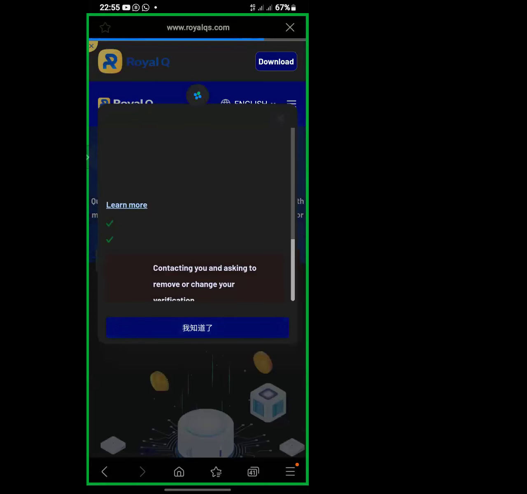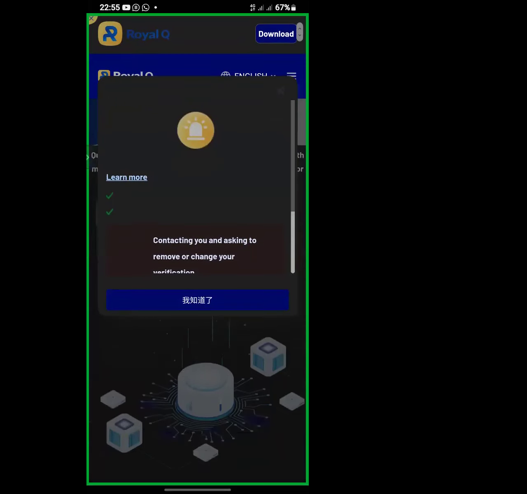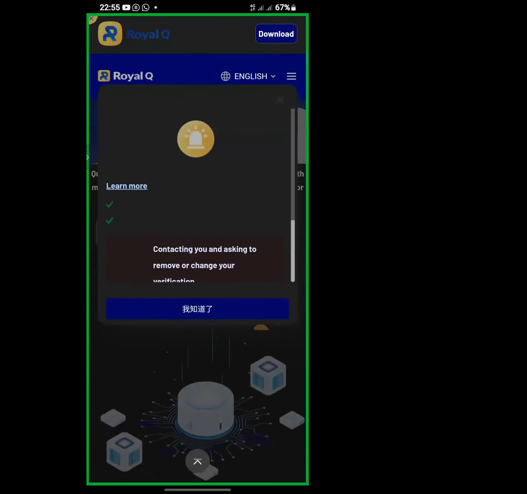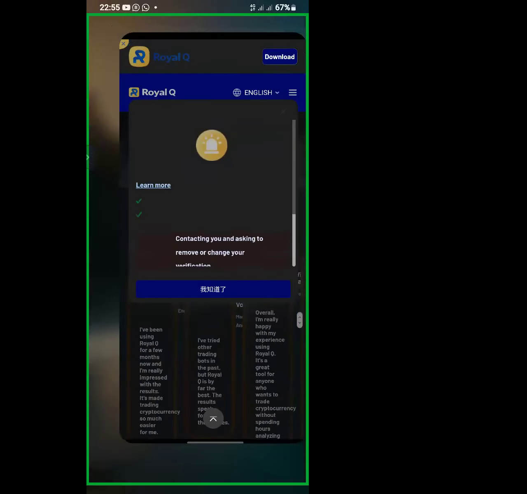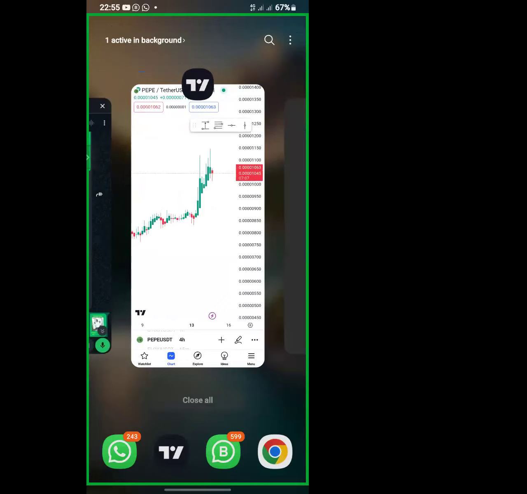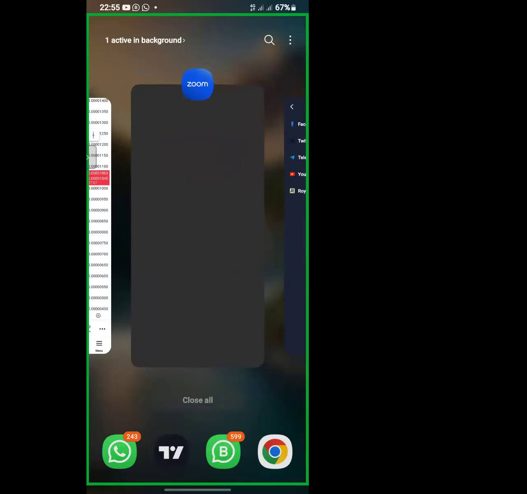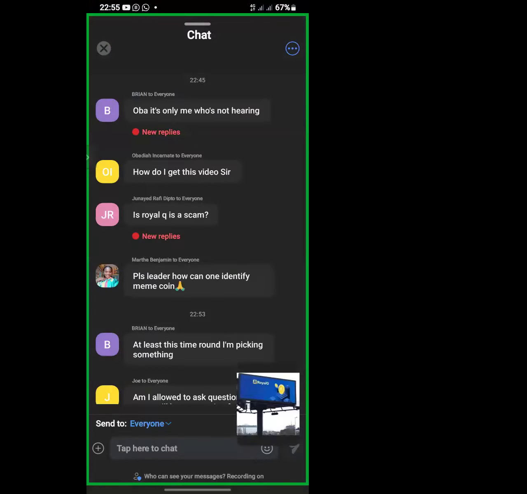Is that not responding? My network is down. So this is the website. This is where you can go and look, and you can download the app as well for more. You can go through that. Royal Q is not a scam, please. It's not a Ponzi scheme.